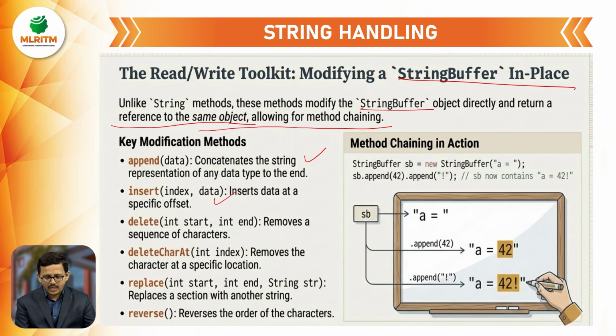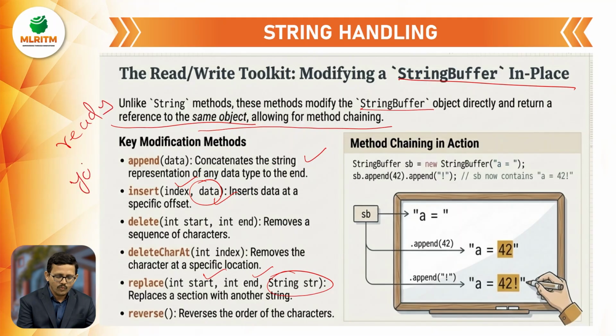Next, insert, index comma data. At a specific position you can insert data. You give the index first, what is the location you want, and you give the data. Next, delete, int start and int end. That gives you two locations, start and end, and you can select the sequence of characters between them and delete them. deleteCharAt, you can delete a single character at a given index. Replace, you can give start and end of a string and replace that part with the given string. Next you have reverse, which reverses the order of characters. Suppose you are giving Reddy, so reverse you can get YDDER. So that is how these things are going to work.